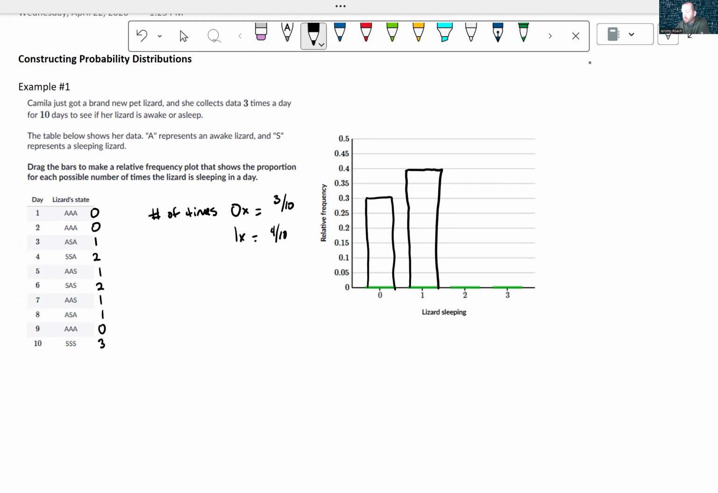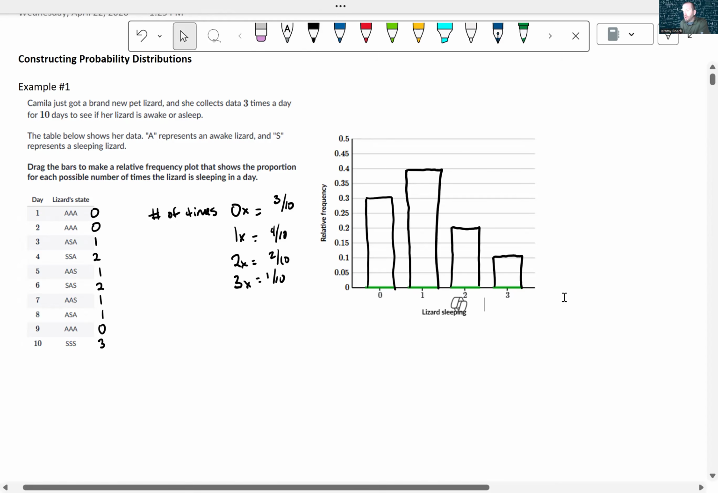And like I said, this might be a review for you. 2 times, 1, 2, just 2 times, 2 tenths. So 0.2 for 2 times. 3 times is just 1 out of 10 times, or 0.1. And that's all we have to do for this problem.